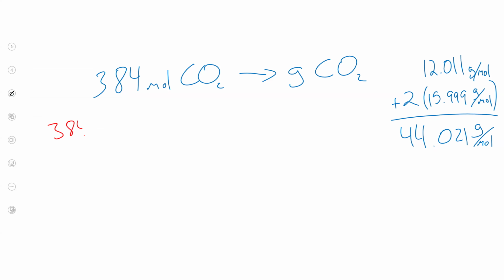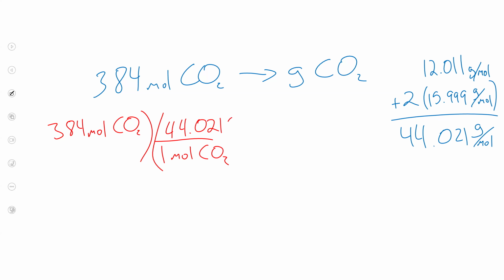So 384 moles CO2 for every 1 mole of CO2. So when I say 1 mole of CO2, it's 44.021 grams. I'm just expanding that unit, right? Turning it into a conversion factor. And moles will cancel out moles. Or in grams.